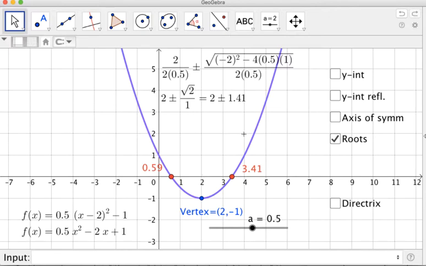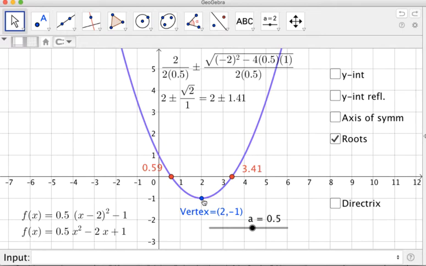So again, think about the fact that this term right here, which is the negative b over 2a, has to be equal to the x value of the vertex. Because what we're doing is we're taking the x value of the vertex, which is 2, and we're adding, in this case, 1.41 to get to one root, and we're subtracting 1.41 to get to the other root. So this gives us both of our roots, 2 plus 1.41 and 2 minus 1.41.